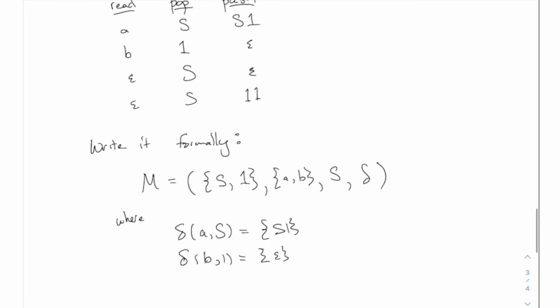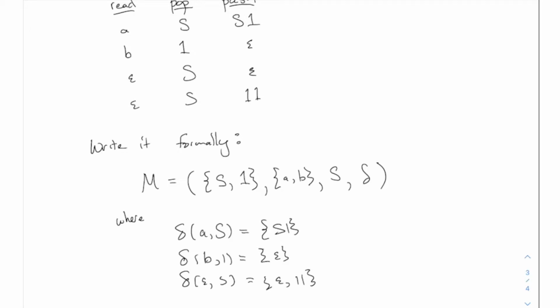The other two lines are epsilon and S. So I've got to say delta of epsilon S equals. And here you have more than one thing in the set. From the third rule, you could get epsilon. From the last one, you could get 1, 1. So this is the set epsilon, 1, 1, like that.